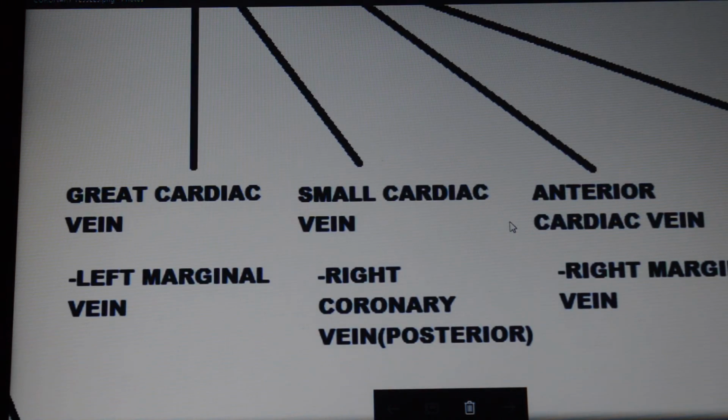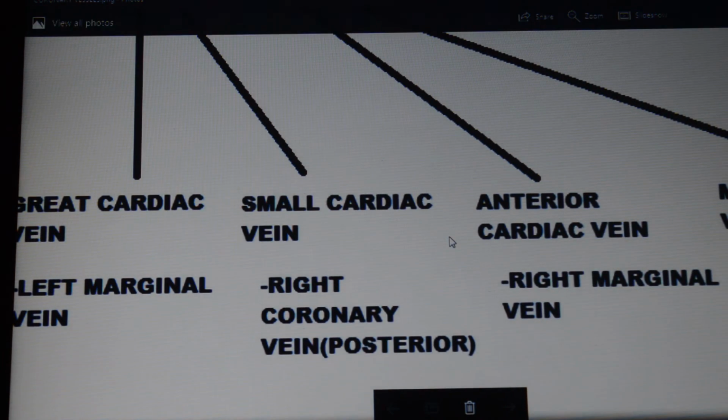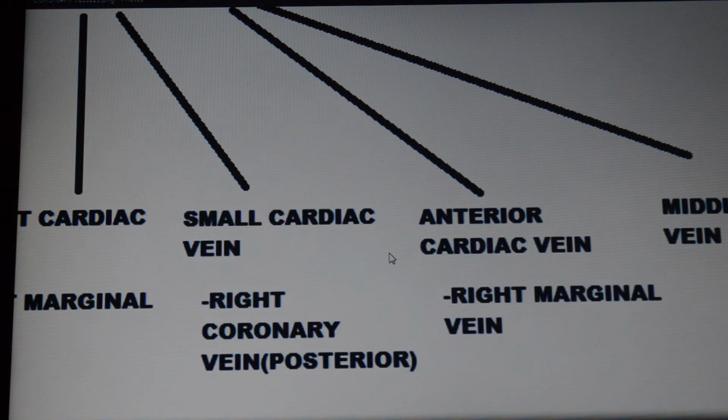Next is the anterior cardiac vein. The anterior cardiac veins are the right marginal veins, meaning they majorly take up blood from the right atrium, not basically from the right ventricle but mainly from the right margin. And the main difference of the anterior cardiac vein is that it doesn't drain the blood into the coronary sulcus. It drains itself directly into the right atrium.